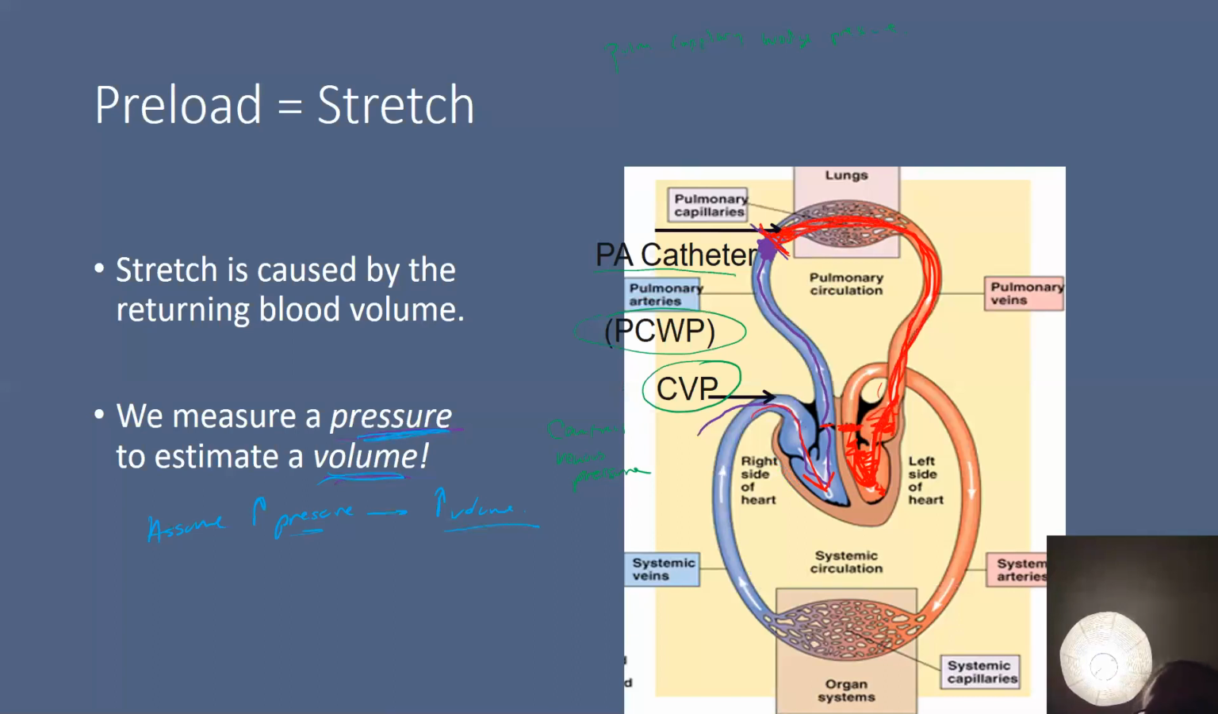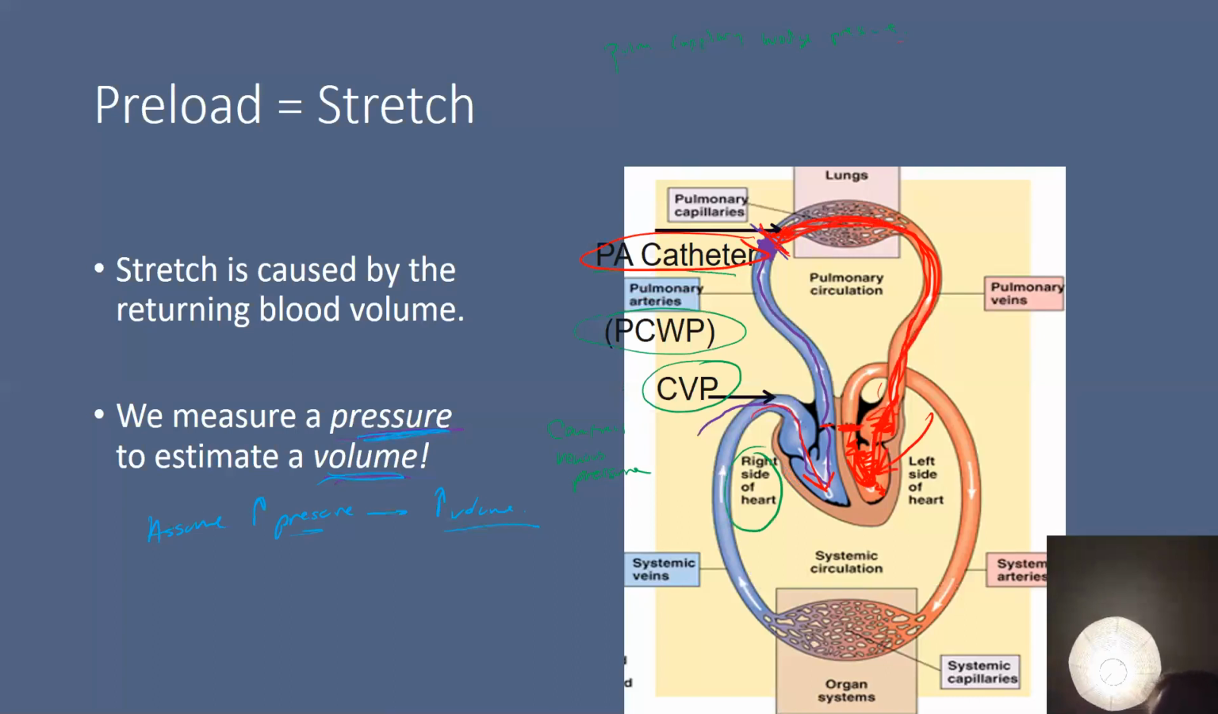So a pulmonary artery catheter gives us a pulmonary capillary wedge pressure, and that gives us an idea of the pressure that's happening over here on the left side of the heart. So a CVP is going to give us really a measurement of what's happening on the filling side of the right side of the heart. A PA catheter is going to give us information about what's happening on the left side of the heart.